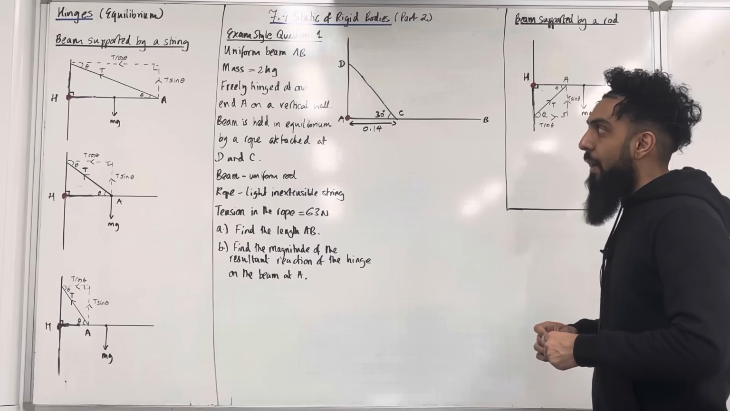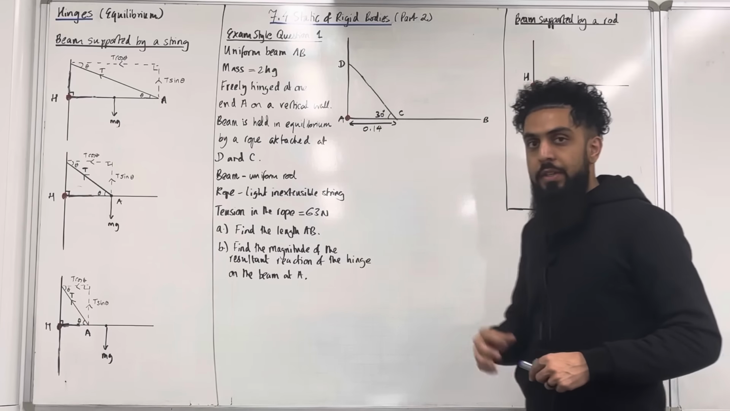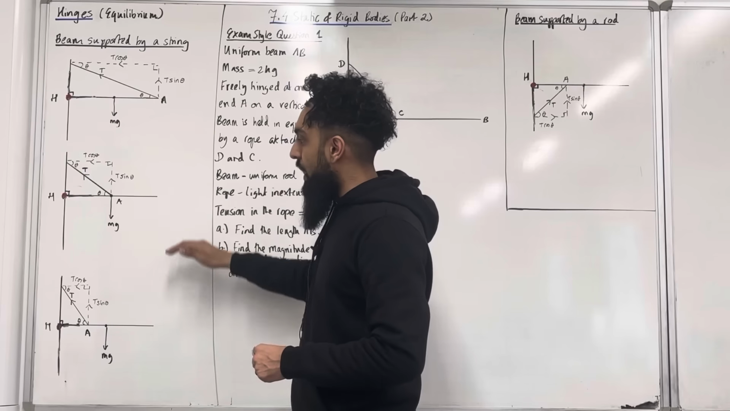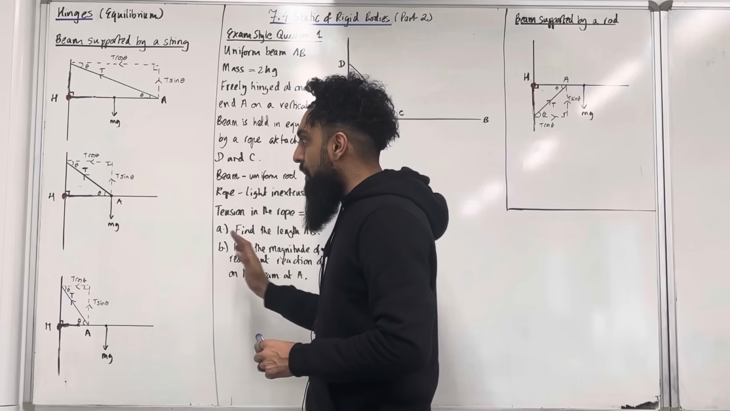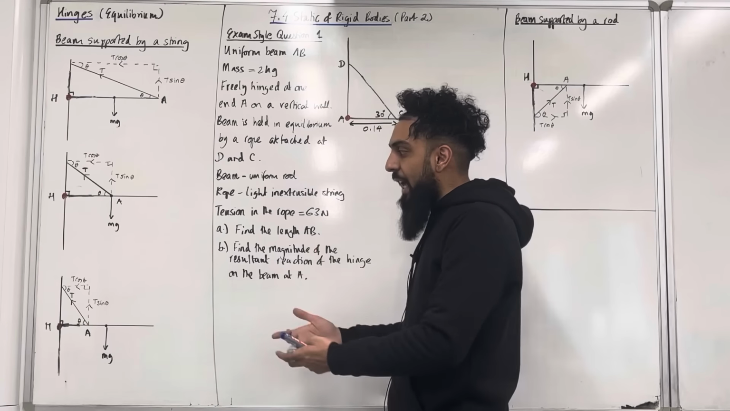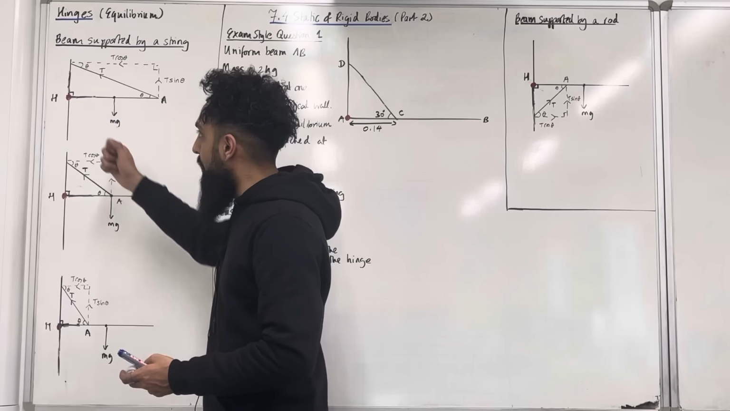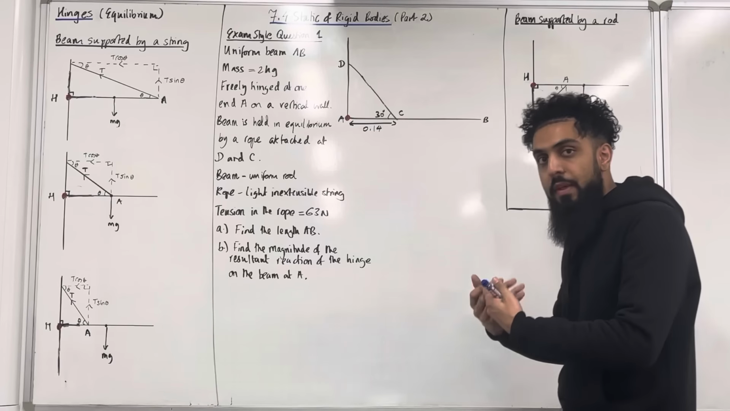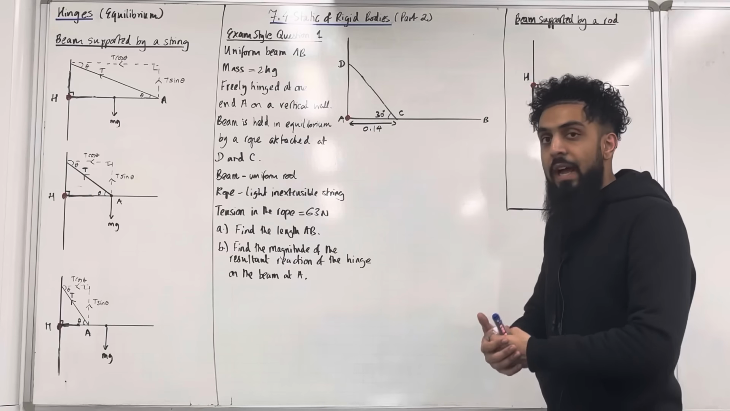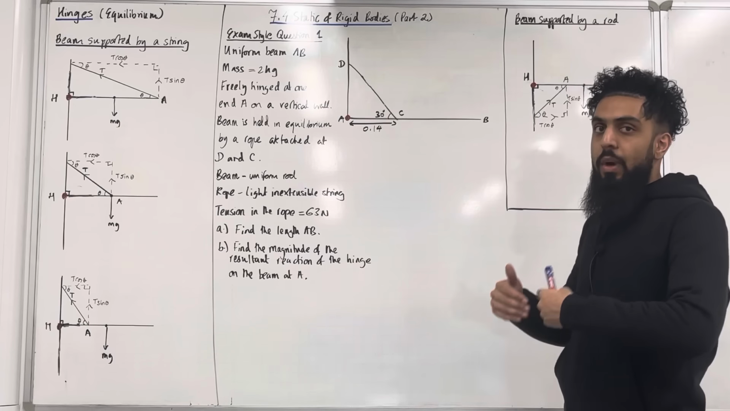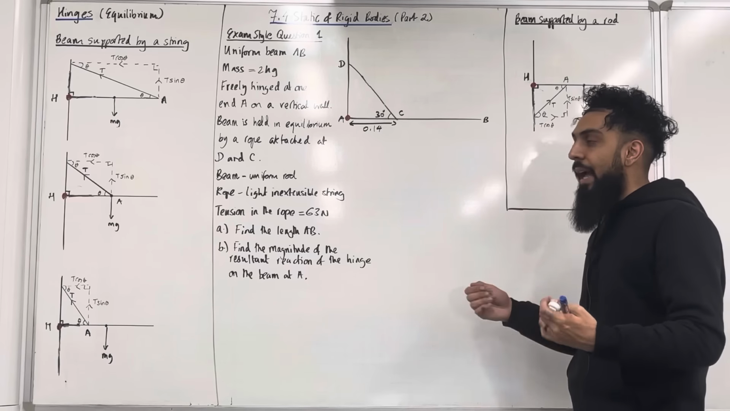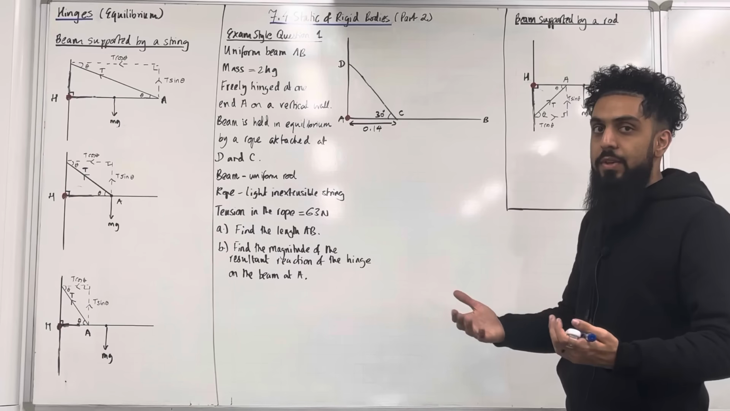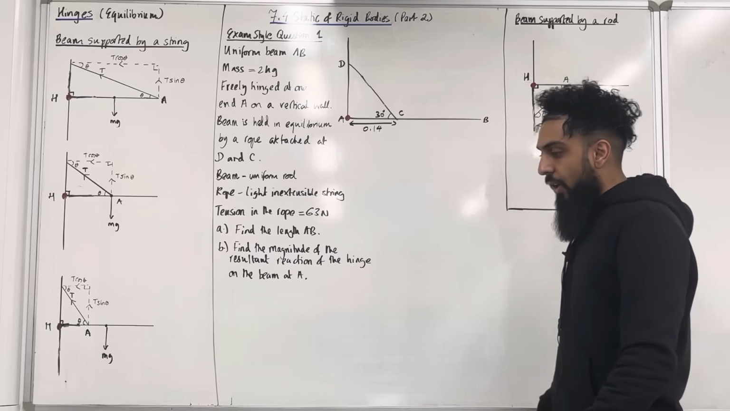Let's start off by looking at beam supported by a string. There are three different cases, 1, 2 and 3. In each of these cases the beam is smoothly hinged at the point H on the vertical wall as shown. Now that hinge is going to release a reaction force on the beam. This reaction force will have component forces, horizontal and vertical. I'm going to explain how to label these horizontal and vertical components. Let's start off with case number 1.